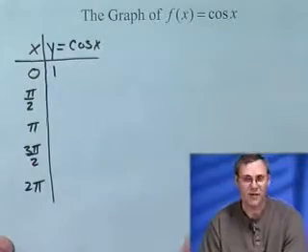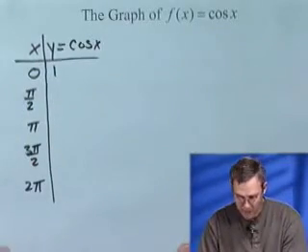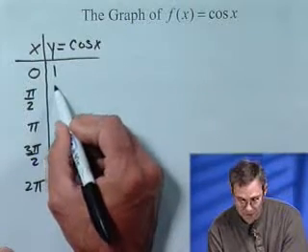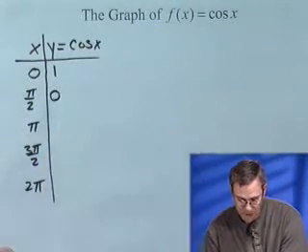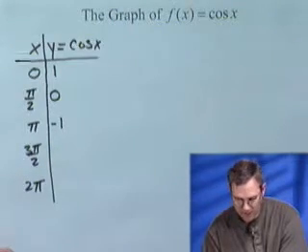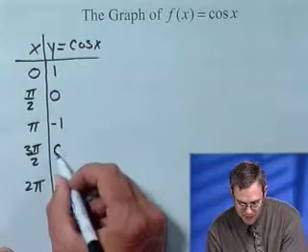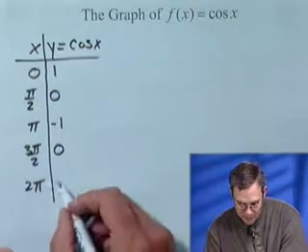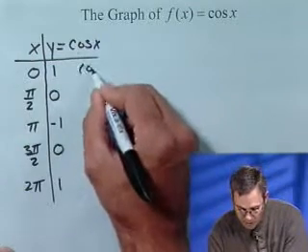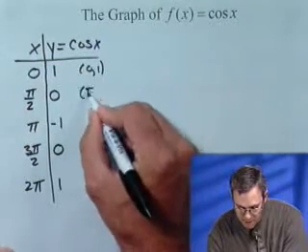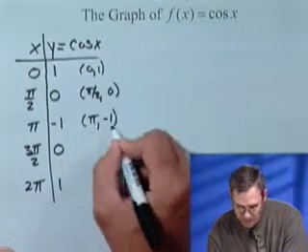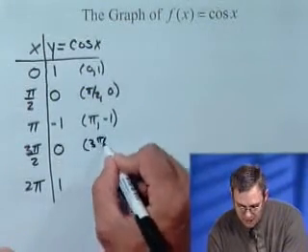Okay, these are all points on the unit circle, so these are pretty easy to evaluate. Remember the cosine of pi halves. What was that one? That was 0. Okay. Cosine of pi is -1. Cosine of 3 pi halves is 0. And the cosine of 2 pi is 1. All right, so I'm going to plot the point 0, 1, pi halves, 0, pi, -1, etc.